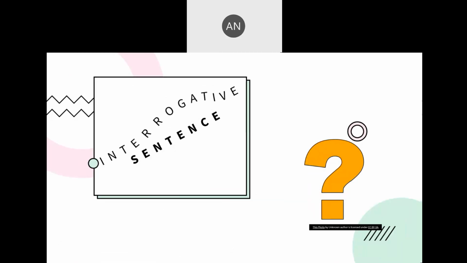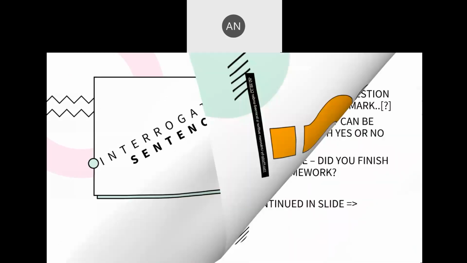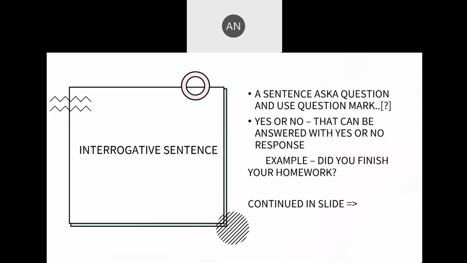Interrogative sentence. It is a question type of sentence. A sentence that asks a question and uses a question mark is called an interrogative sentence. It can be answered with a yes or no response. Example: did you finish your homework? So you will say yes sir, no ma'am, whatever is the answer. So it can be yes or no also.